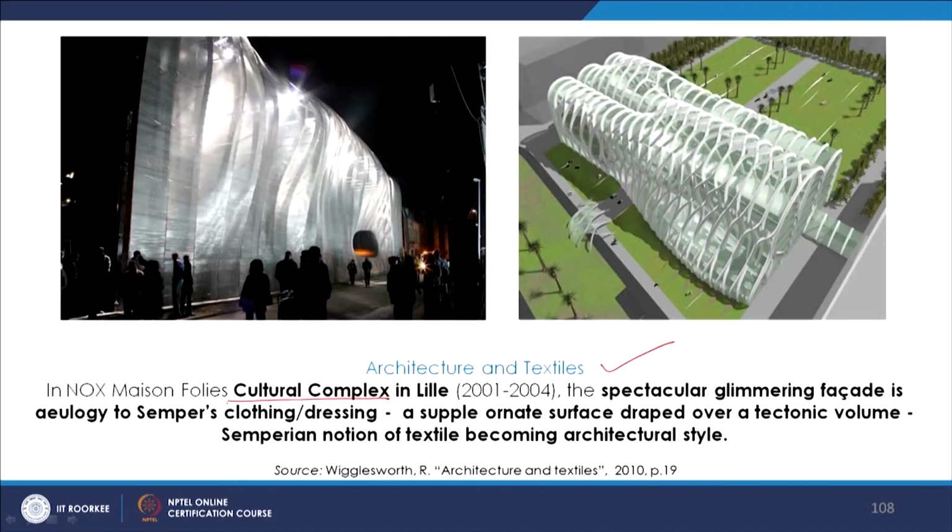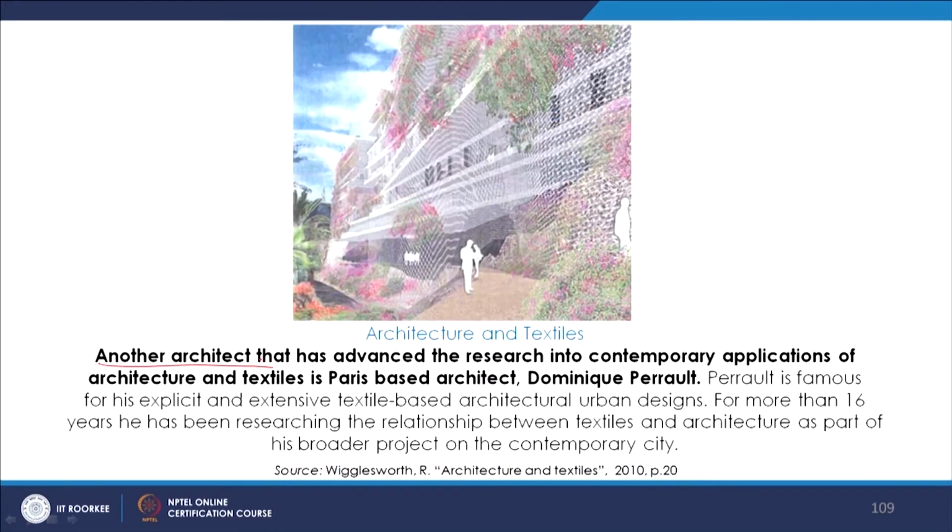So, this is a cultural complex, and we see this spectacular glimmering facade, which is a eulogy to Semper's clothing or dressing. So, expressions could be different for contemporary times, and there are a lot of projects I have put very briefly. Another architect who also significantly tries to explore the applications of architecture and textiles is Dominique, a Paris-based architect, and we see some of the works over here. So, he is very famous for extensive textile-based architectural urban designs.